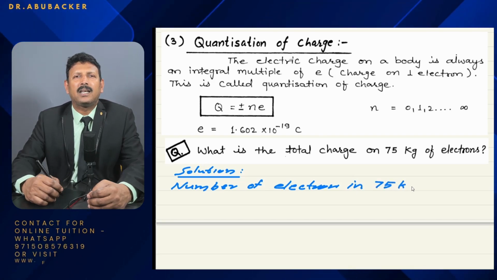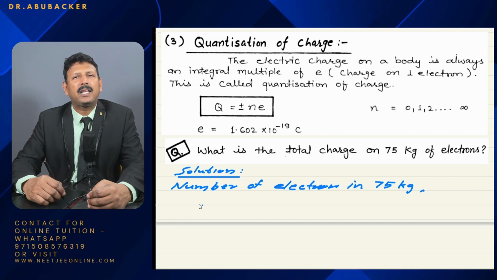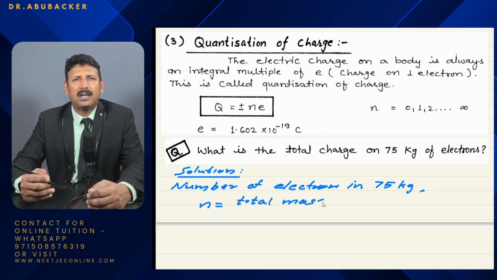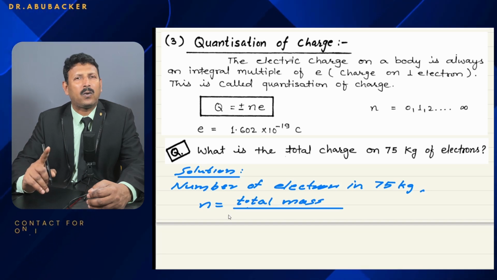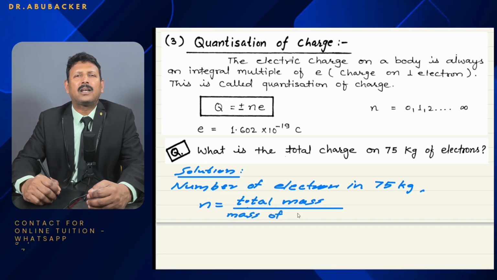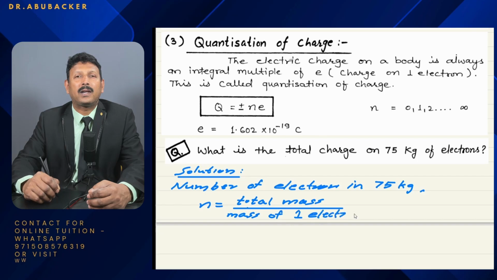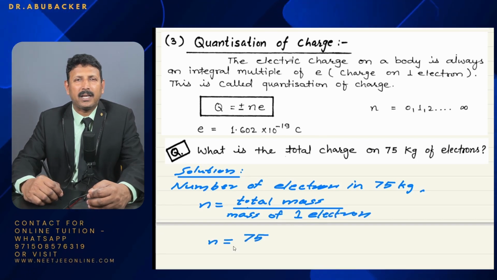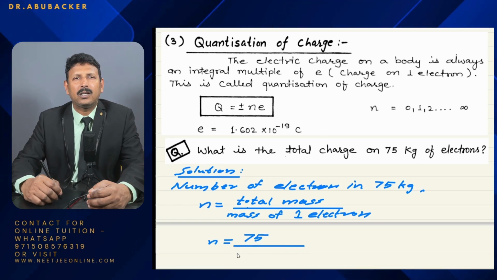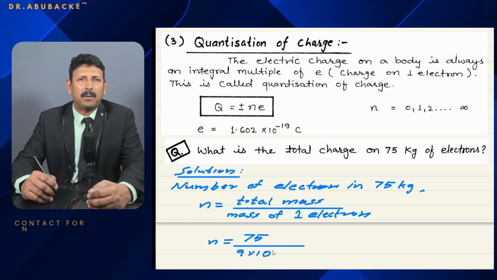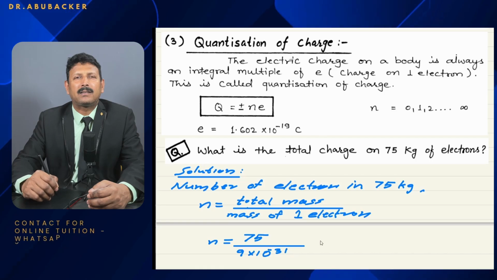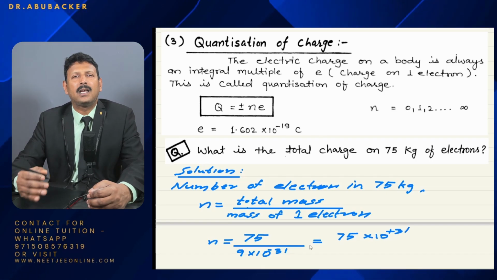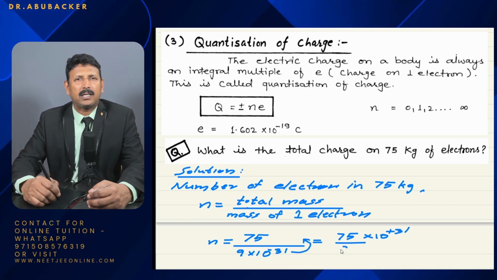First thing is the number of electrons in 75 kg. n is equal to, usually how do we calculate n? Total mass divided by mass of one particle, right? The same way, n is equal to total mass divided by mass of one electron. Here the total mass is given in SI unit, kilogram. So 75 kg. Mass of an electron will be given in the first page of the question paper, 9 into 10 raised to minus 31. Its exact value is 9.1 into 10 raised to minus 31. For simplicity, we use 9 into 10 raised to minus 31.